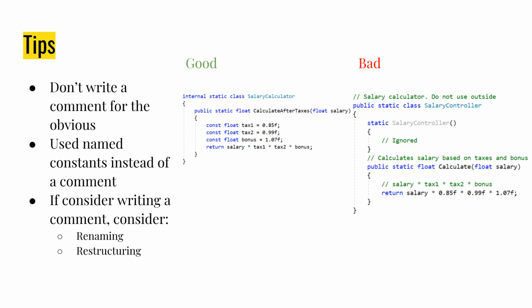And on the left side, you can see how a refactored version looks like. Calculate after taxes, salary, and all the commented variables are now named constants, and we return a nice result. Salary after taxes.